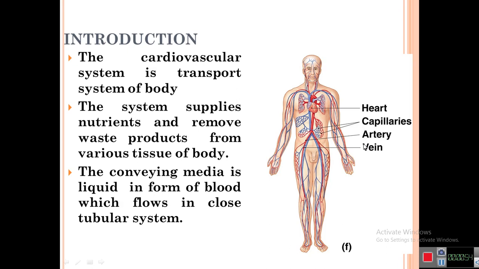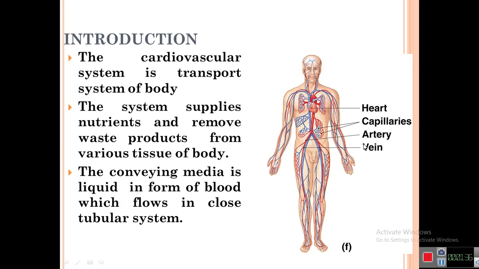This system is also called the transport system of the body because it transports minerals and materials to the whole body. That's why we call it the transport system of the body. The system supplies nutrients and removes waste products from the various tissues of the body. A system which supplies nutrients and carries waste products from the parts of the human being is called the human circulatory system.